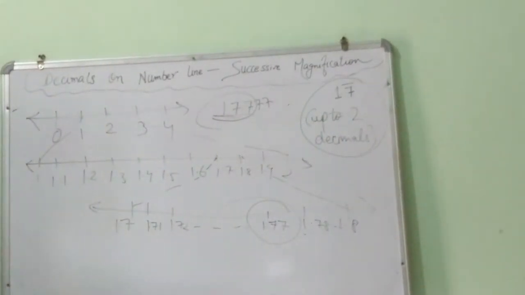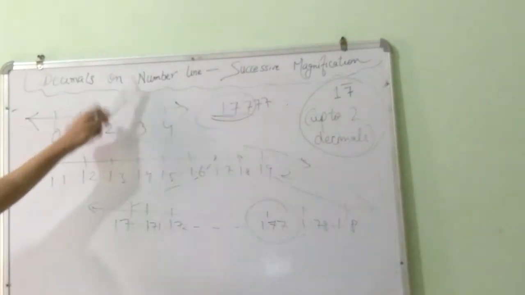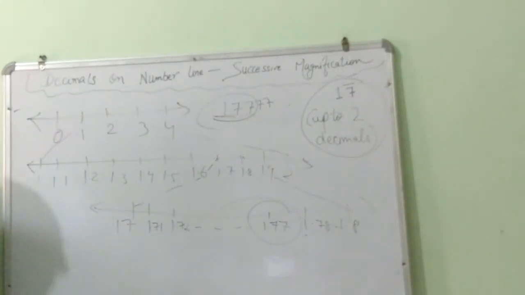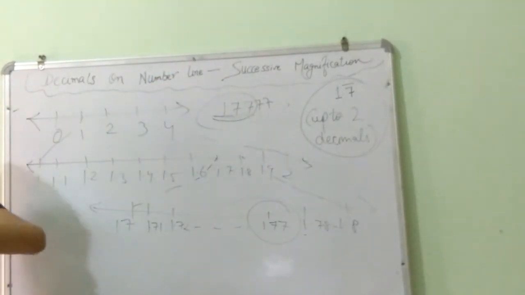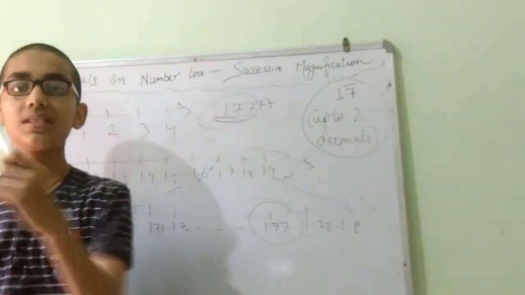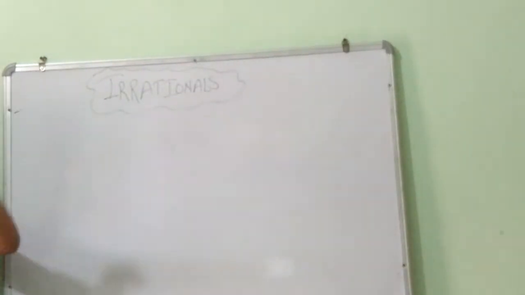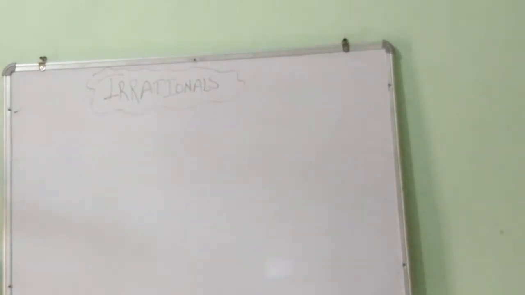So I hope it is clear to you how to represent decimal numbers on the number line using the method of successive magnification. Now let's move further to different types of numbers. Now let's see about the irrational numbers.